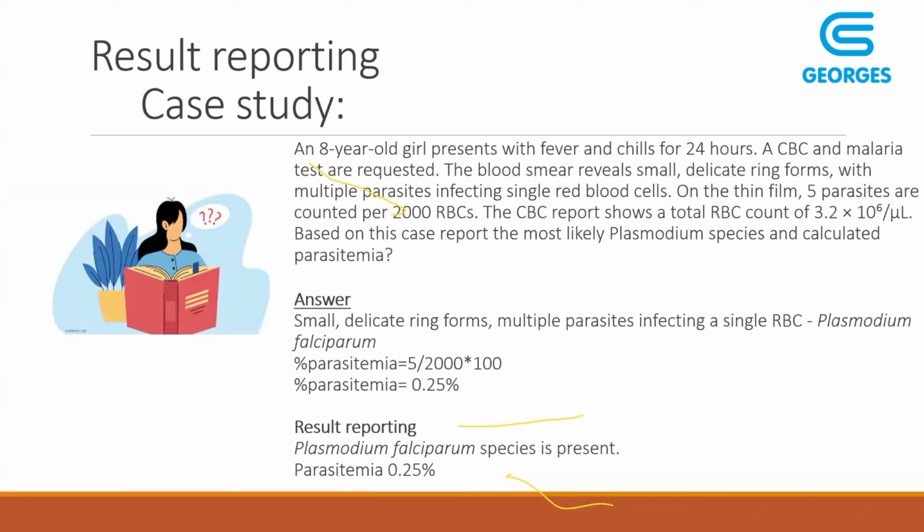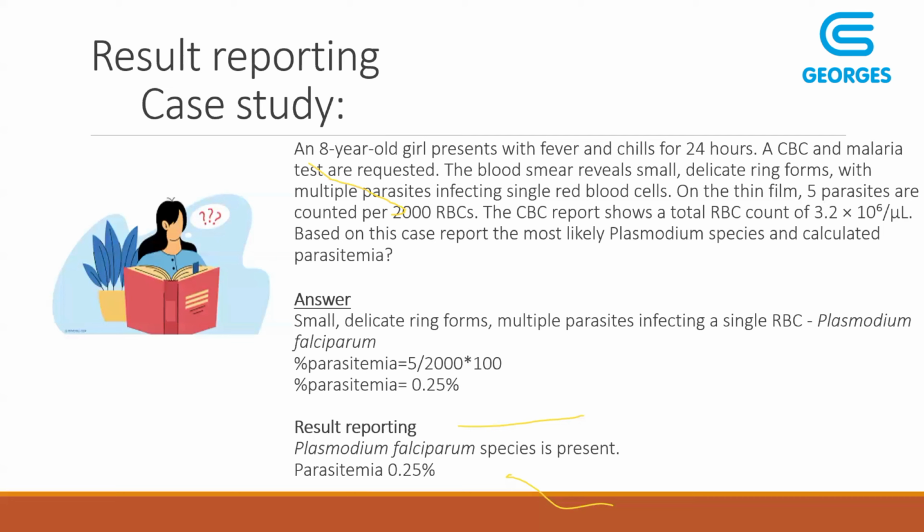So we have a study here where an 8-year-old girl presents with fever and chills for 24 hours. A CBC and malaria test is requested. The blood smear reveals small, delicate rings with multiple parasites infecting a single RBC. On the thin film, 5 parasites are counted per 2,000 RBCs. The CBC reports the total RBC count as 3.2 times 10 raised to power 6 per microliter.